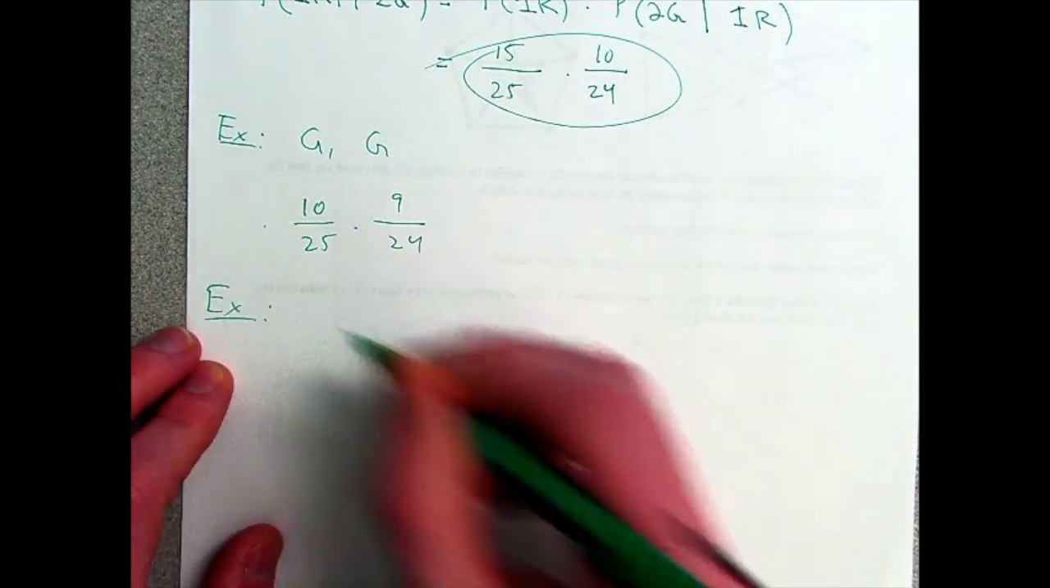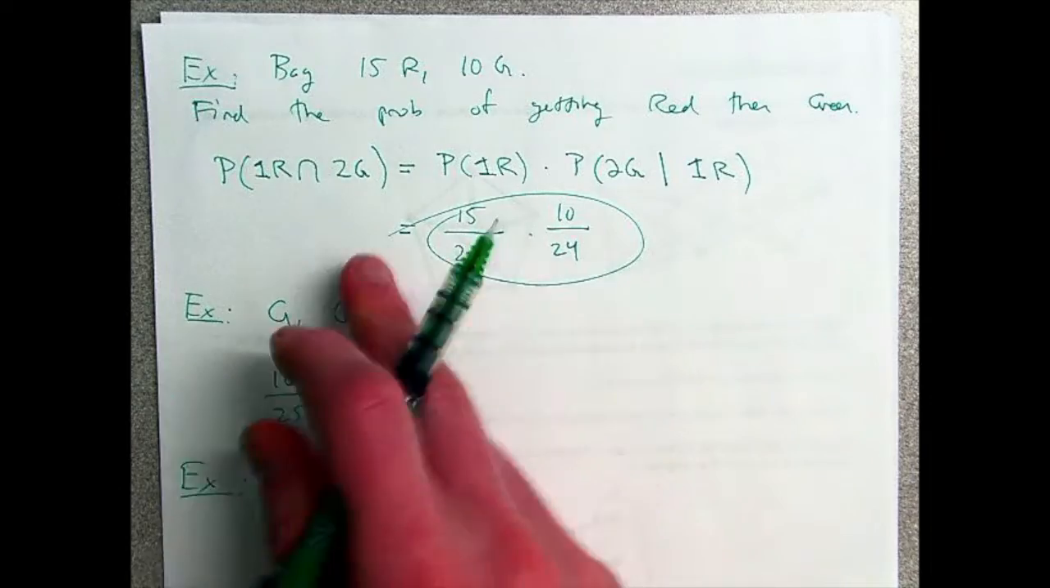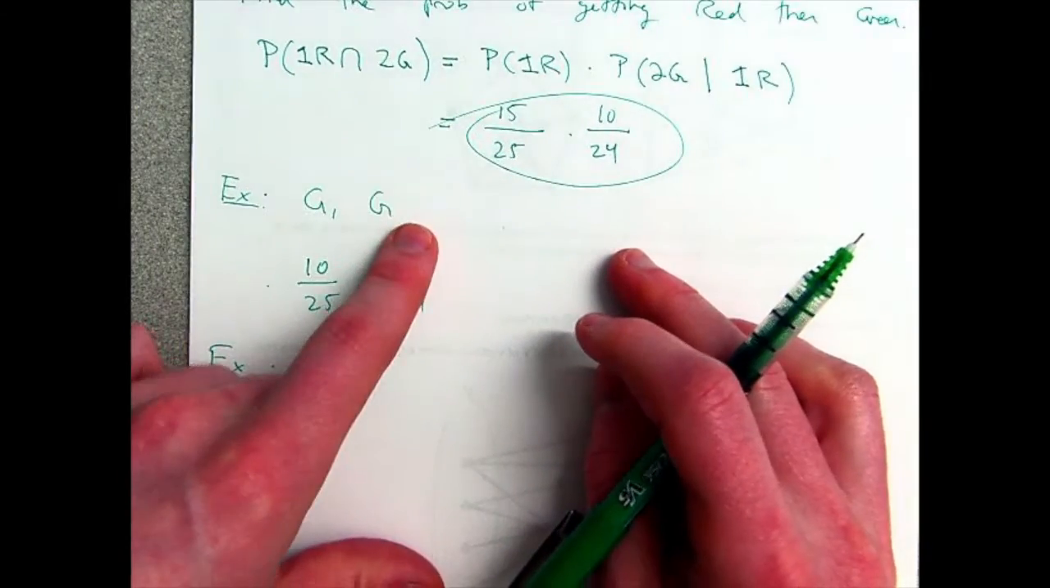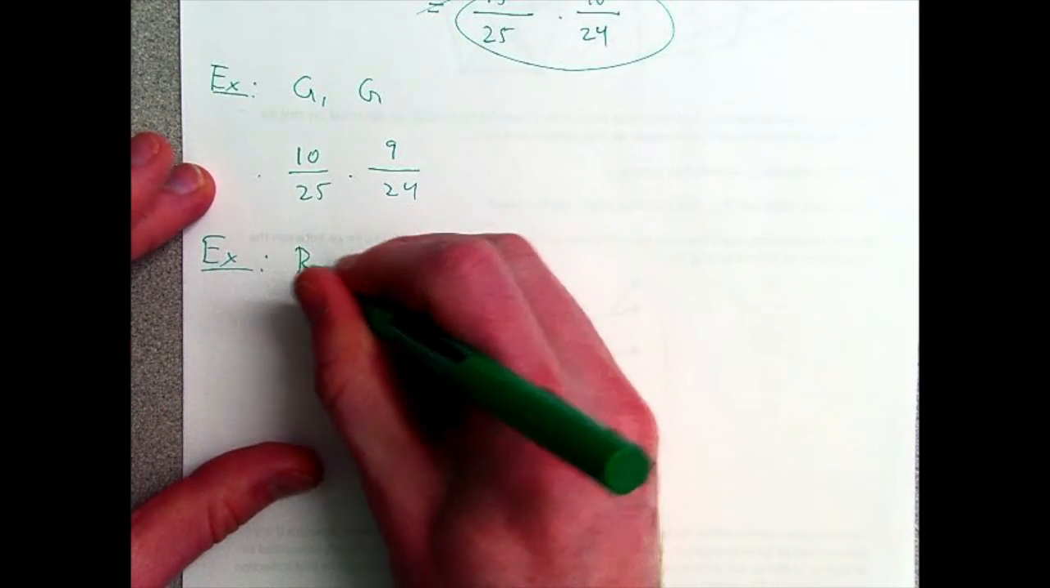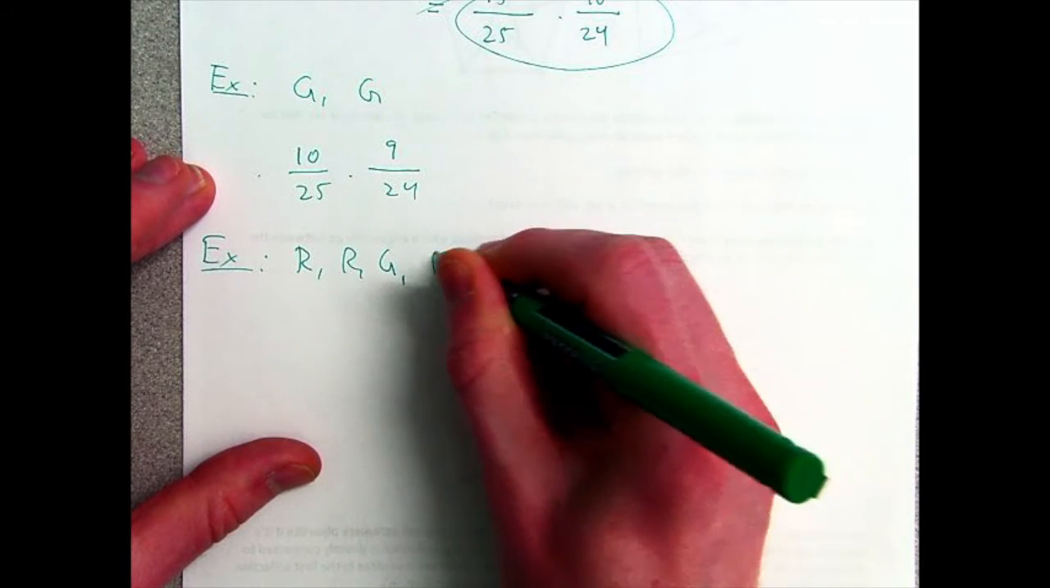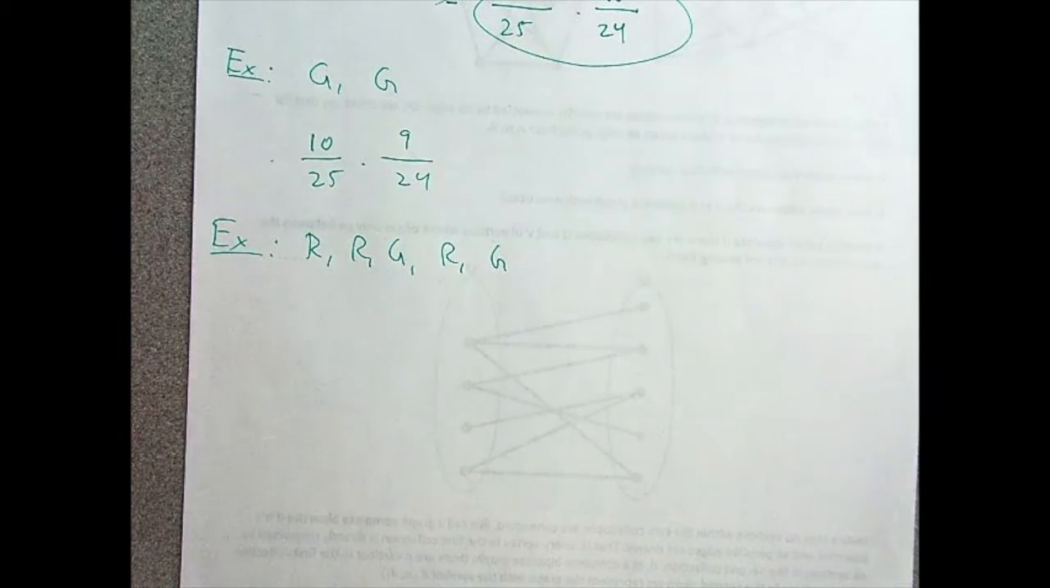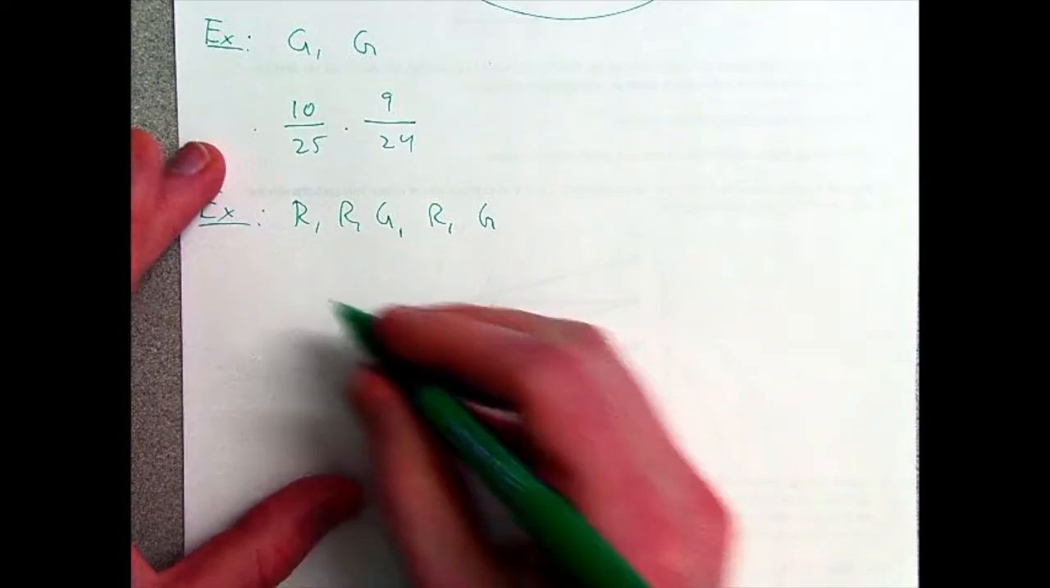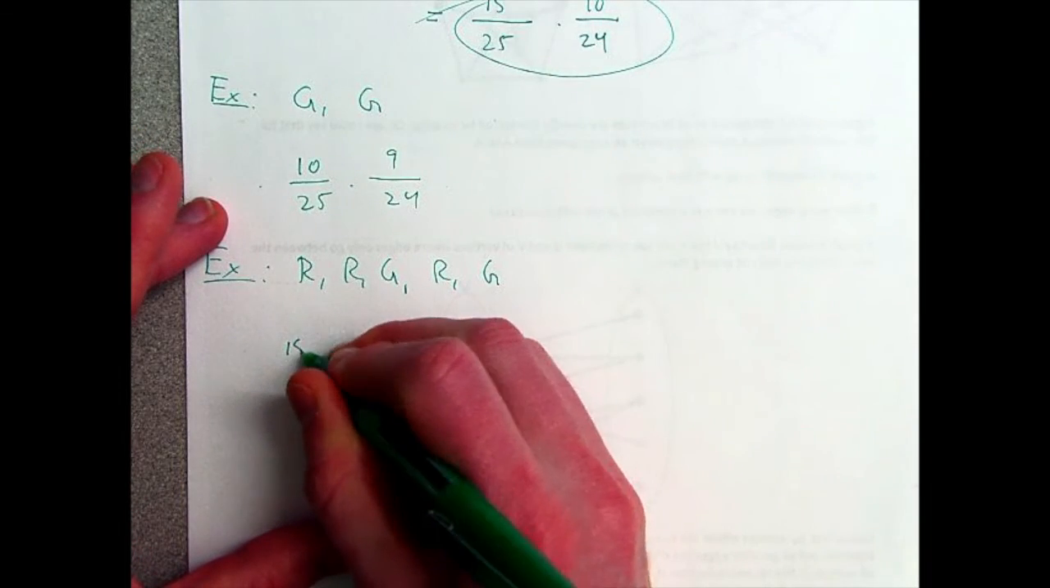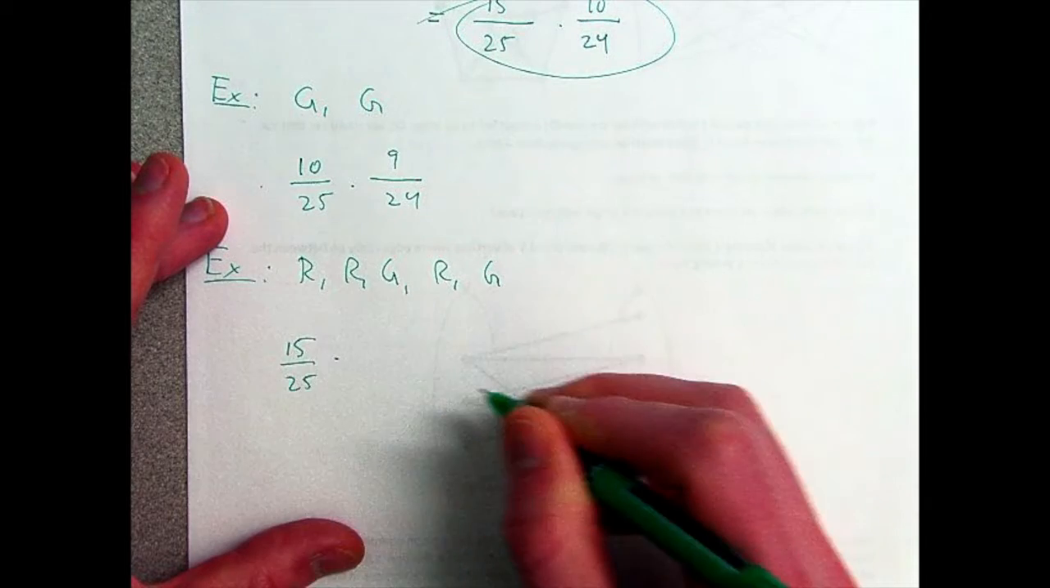And you can see right away that, despite the fact that we used this fancy formula, it's actually very logical. What's the probability of getting red, red, green? So I guess we're pulling out 3 marbles now, one at a time. Well, it's the probability of getting red, so that would be 15 out of 25, times red again.